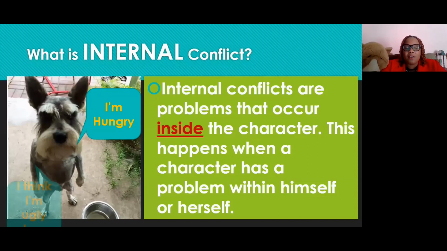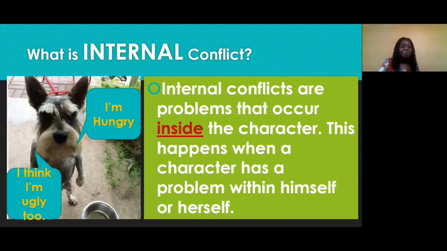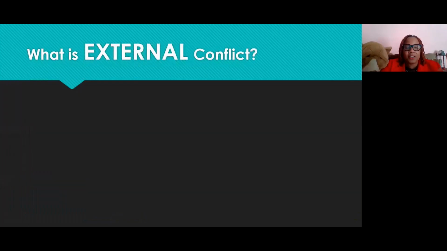Now, a conflict could also be about how you feel about yourself. He thinks he's ugly. Do you think he's ugly? Okay, most of them are saying no, but we have a couple yeses. So sometimes you may think that there's something wrong with you, but there's nothing wrong with you. You are perfect. But the things that we don't like about ourselves on the inside, that is internal conflict. Okay? So now let's look at what is external conflict.